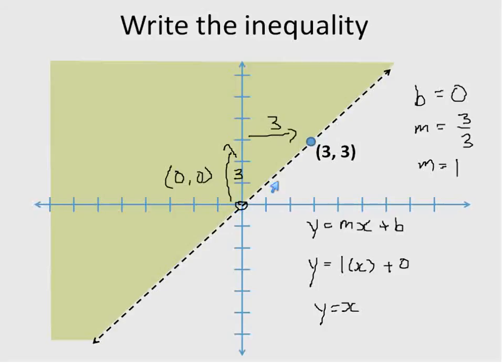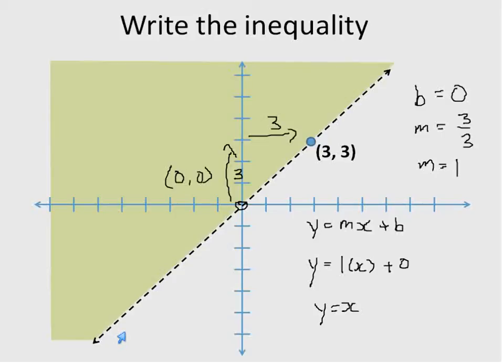That makes sense with the 2 points that we have, (0, 0) and (3, 3). If we continued on, (4, 4), (5, 5), (6, 6), (-1, -1), (-3, -3). All right, so our y value is always equal to our x value. That's the equation of this line.